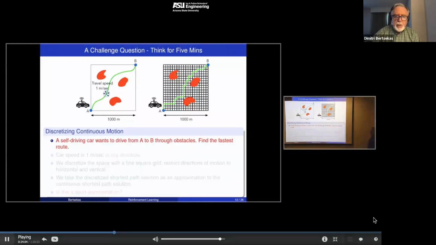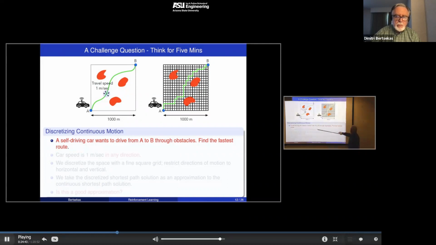Okay, so I have a challenge question for you involving continuous spaces problems. I have a self-driving car that wants to drive from point A to point B within this continuous space. And it has to avoid these red obstacles here. It has a travel speed of 1 meter per second, but in any direction. You can point the car in any direction you want, and that's its travel speed. And this is 1,000 meters, and this is 1,000 meters.